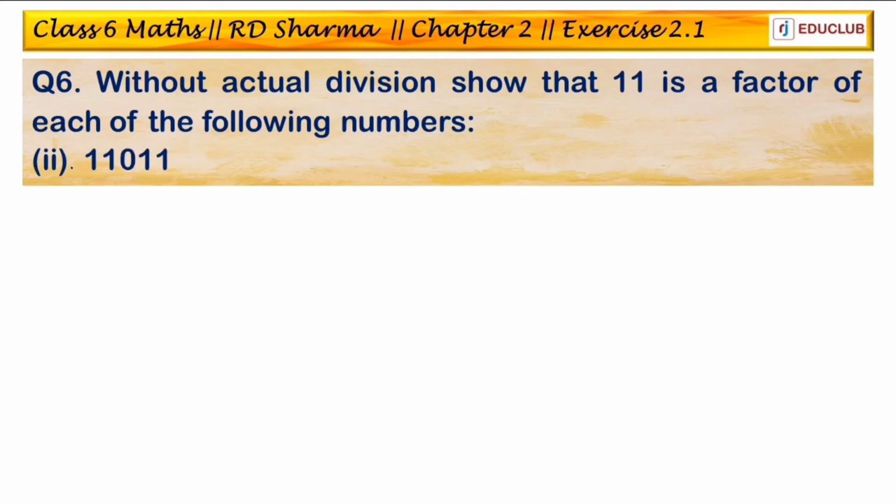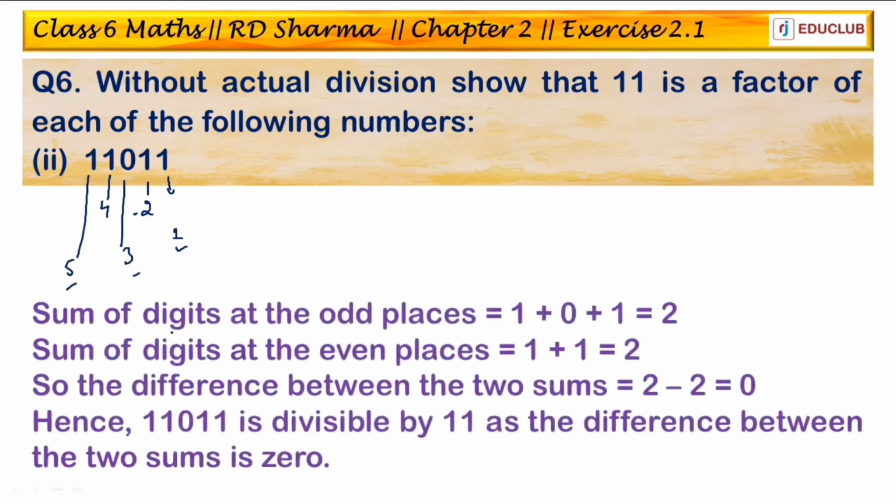The next number is 11011. This is odd place 1, this is even place 2, this is odd place 3, this is even place 4, this is odd place 5. These are the odd places 1, 3 and 5, and these are the even places 4 and 2. Now let us see the sum of the digits at the odd places.